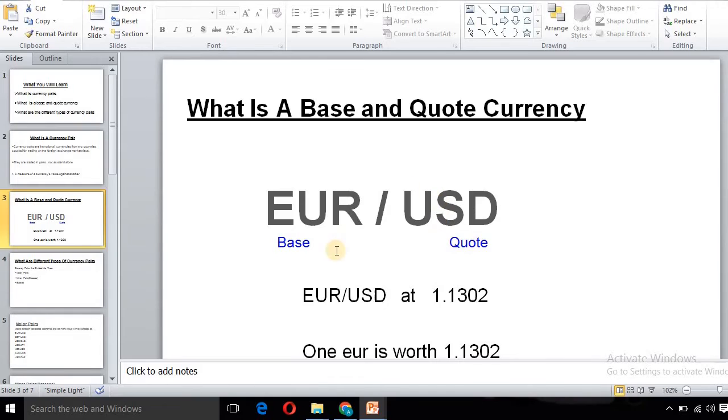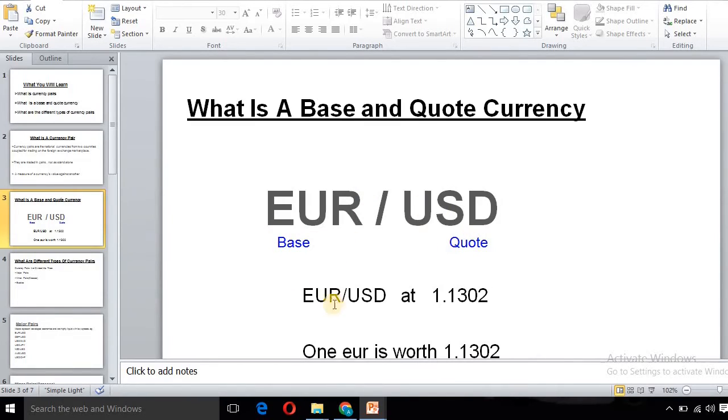If this one comes first and this one comes last, it means that this one automatically becomes the base. For instance, we have Euro USD. Let's say we have USDCAD. That one is showing you that USD is the base, CAD is the quote. So what I'm trying to say is that the first one that appears whenever you are pairing two currencies is the base currency, while the second one is the quote.